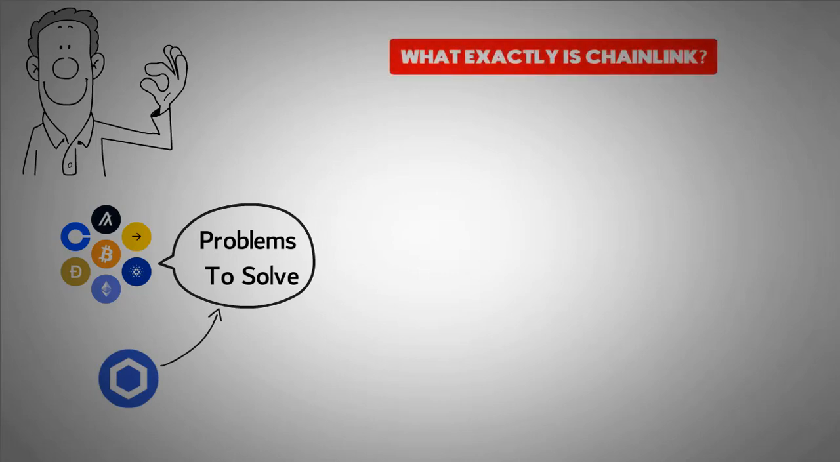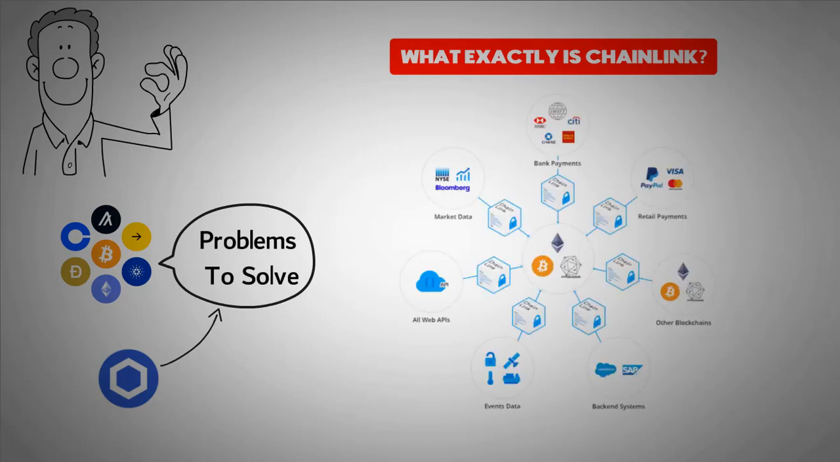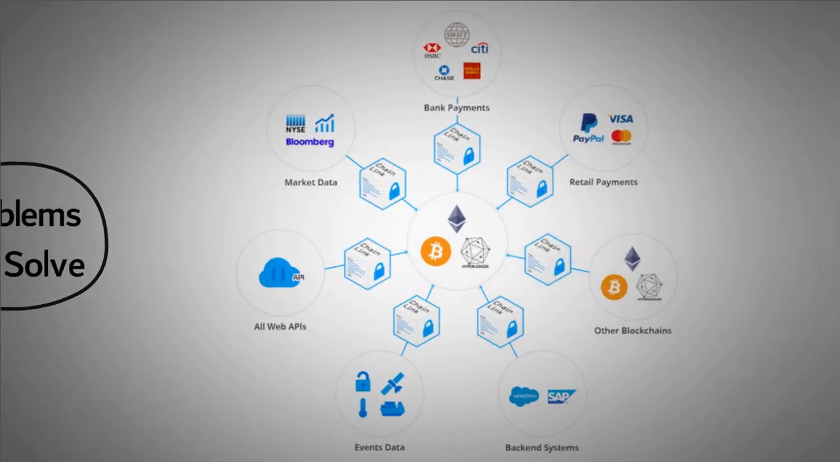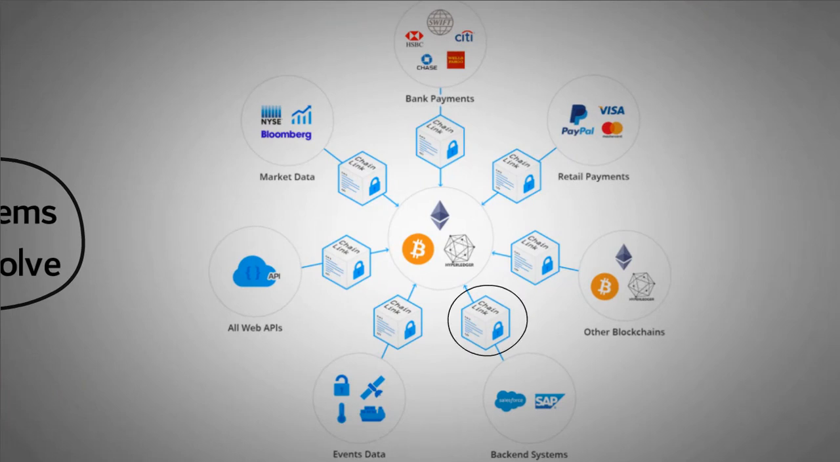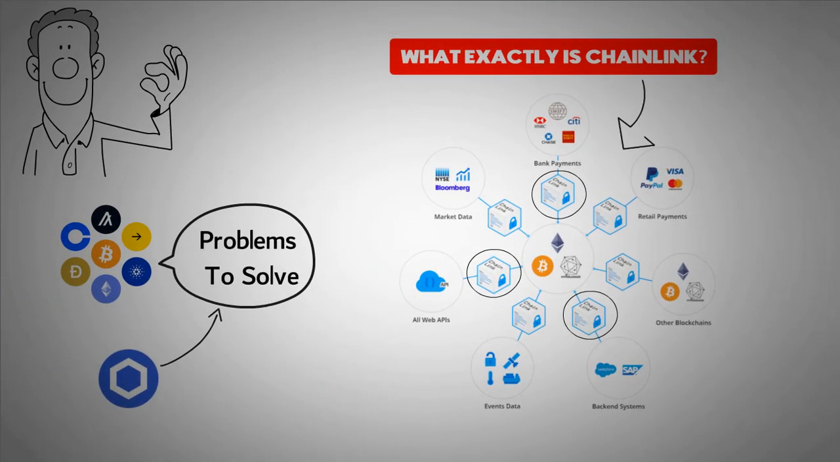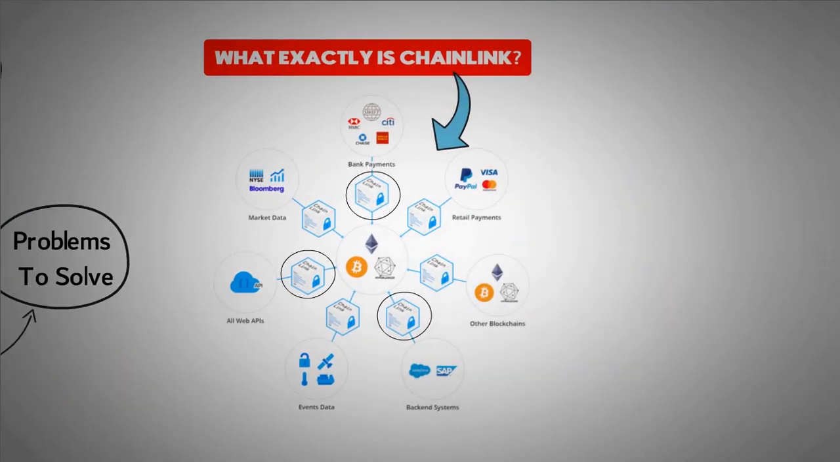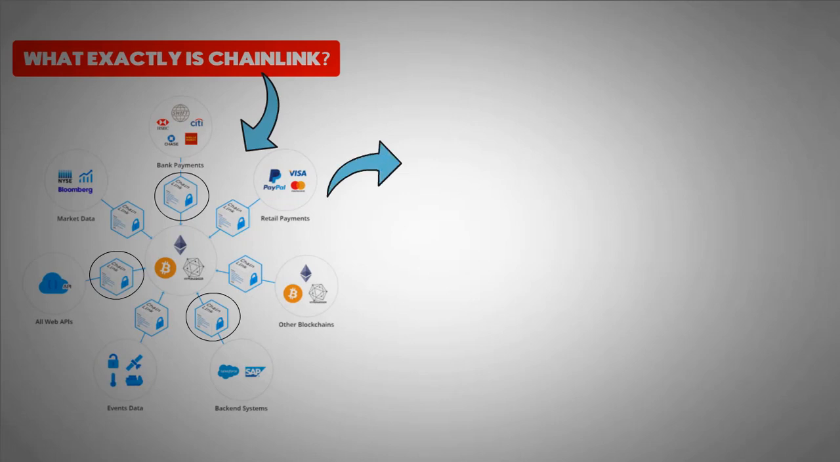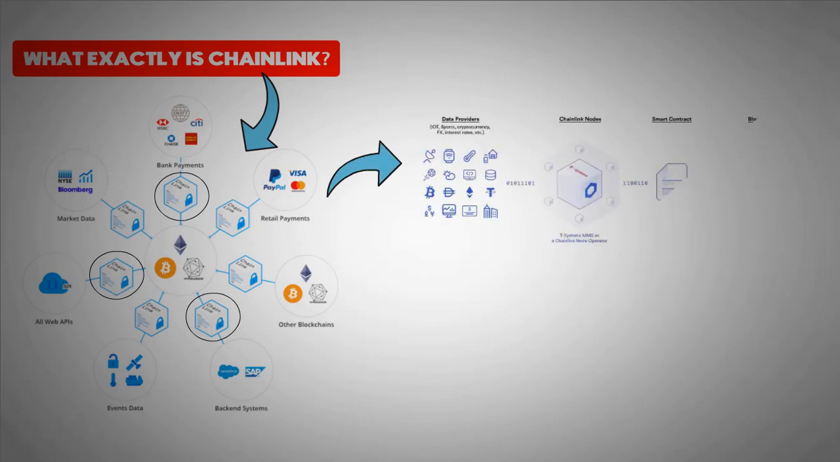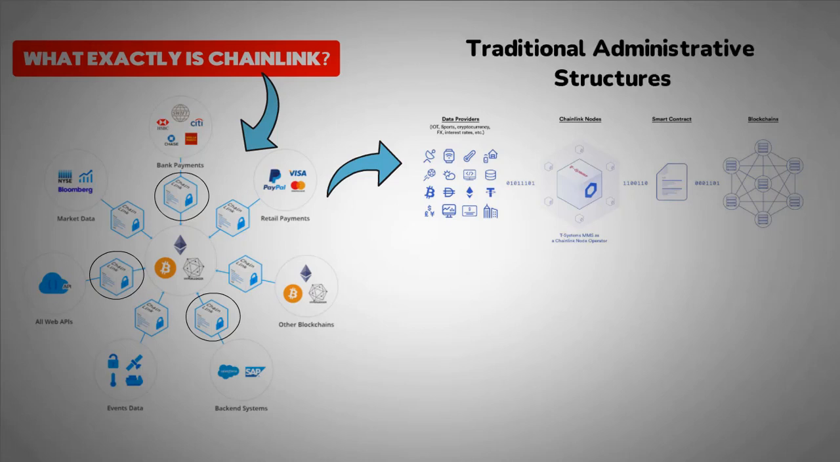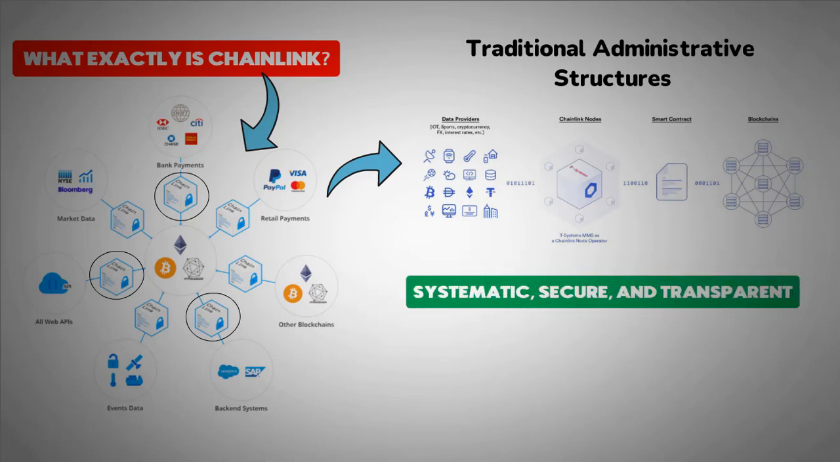Well, Chainlink can be viewed as a decentralized network of oracles that provide data from on-chain sources to off-chain sources, and vice versa. This network allows smart contracts to easily access information from the real world, securely existing outside the blockchain. Just as its name implies, this Chainlink network serves as a bridge connecting the new and thriving blockchain industry to its traditional administrative structures, which drive economies to develop more systematic, secure, and transparent processes.